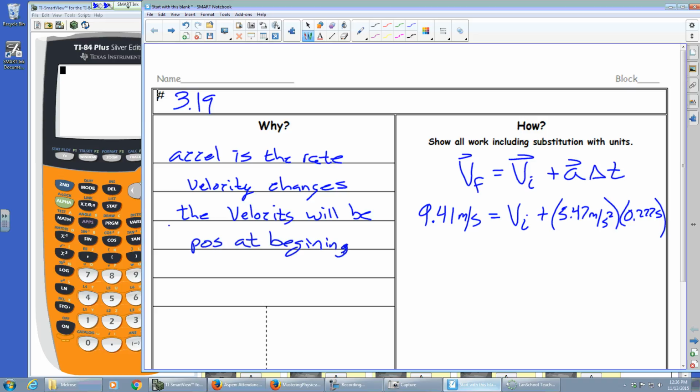Now I just do a little math, right? So I have one variable left, and I find my initial velocity. And all my units cancel out nicely. Mine was 0.222 seconds. Yours is probably different. You should check yours to see what it is. Right?